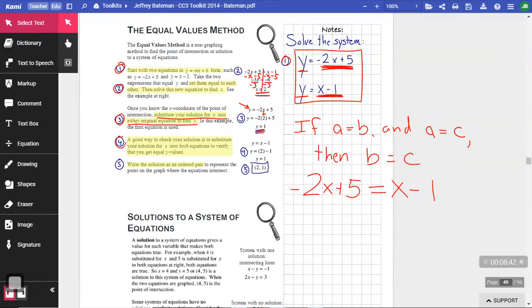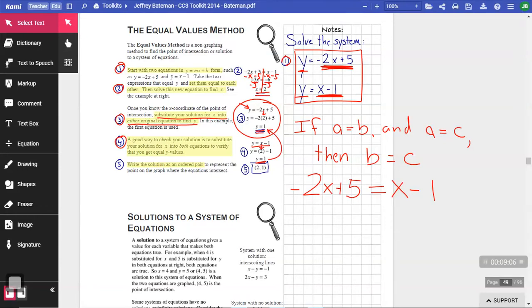So step 4. A good way to check, which you should always check your solution, is to substitute your solution for x into both equations and verify that you get the same y value. Well, I know it worked in this equation, negative 2x plus 5, so I have to check it in the other equation, x minus 1. And notice we plugged in 2, and 2 minus 1 is 1. Notice we got the same y value.